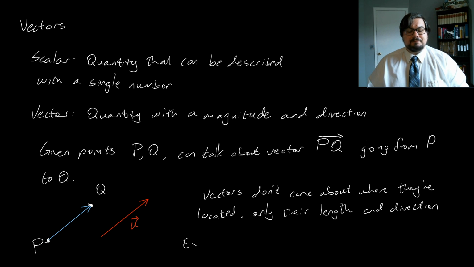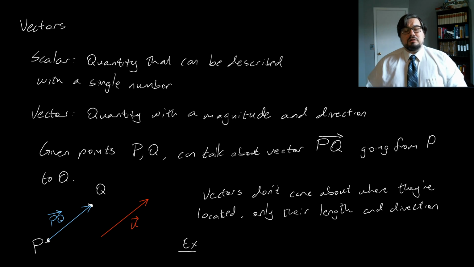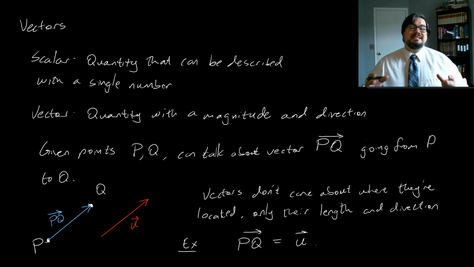So for instance, we've got these two vectors here that I've written out. We've got the vector PQ and the vector U. Now, they are sitting on different spots on the page, but they are going in the same direction and they have the same length. And because of that, we say that these two vectors are actually the same. The starting point of a vector does not affect it, and a vector is the same no matter where on the page you put it, as long as it's still going in the same direction and with the same length.